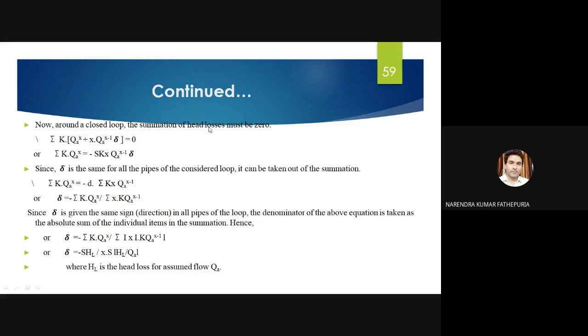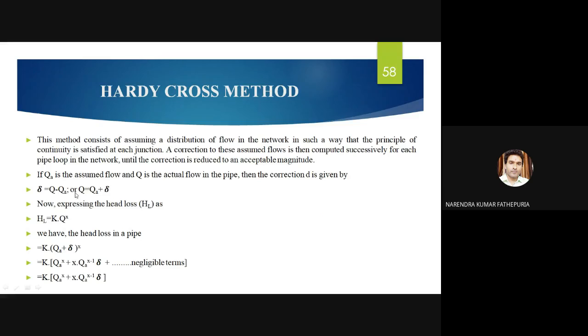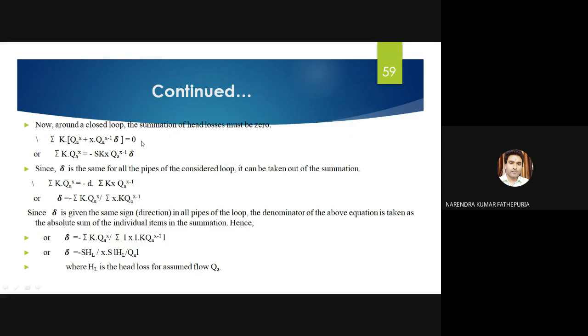As we have told, around a closed loop the summation of the head losses must be zero. This is basically a head loss, because actual minus ideal you are subtracting. So the summation of all head losses, as per the definition, should be equal to 0. And Delta is the same for all the pipes of the considered loop.